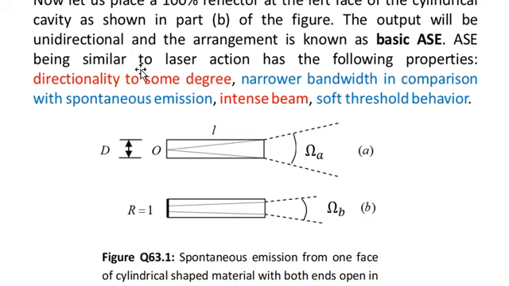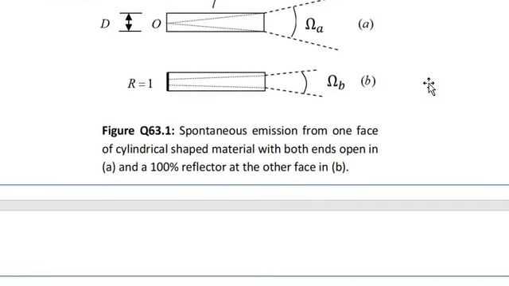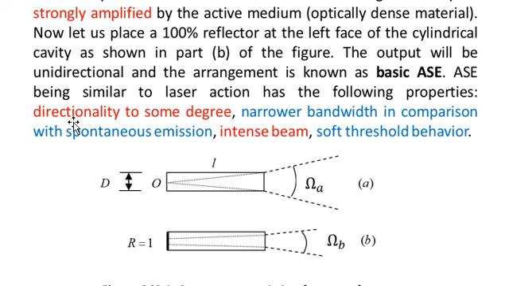Amplified stimulated emission, being similar to laser action, has the following properties: directionality to some degree, narrower bandwidth in comparison with spontaneous emission, intense beam, soft threshold behavior. So we have mentioned these properties, that is the directionality, the narrow bandwidth in comparison with the spontaneous emission, the intense beam, and the soft threshold behavior. So let's analyze some of these properties.